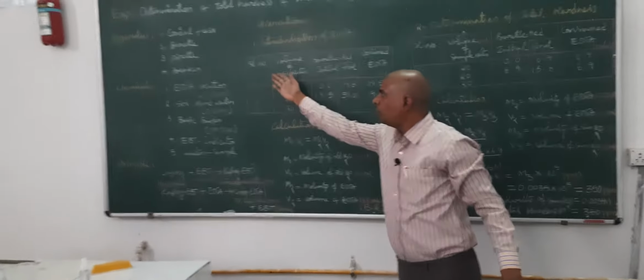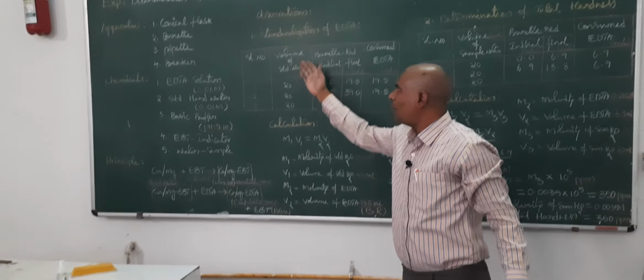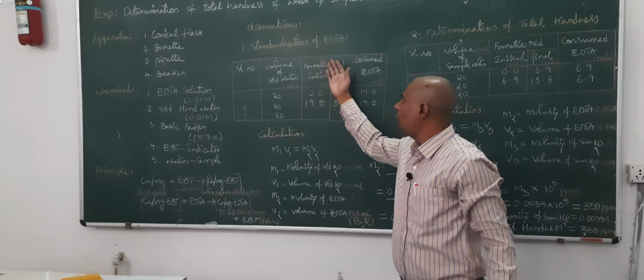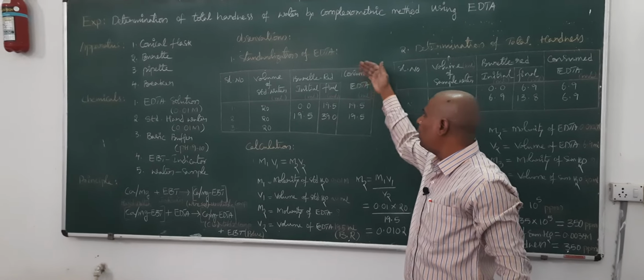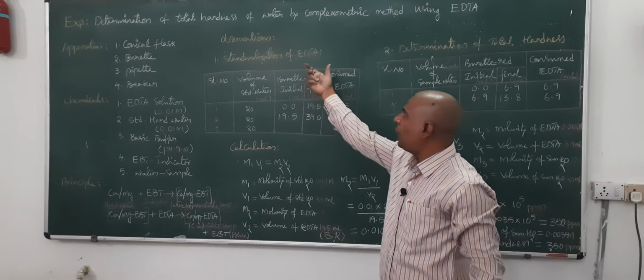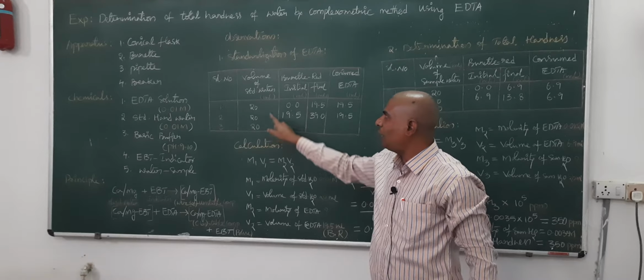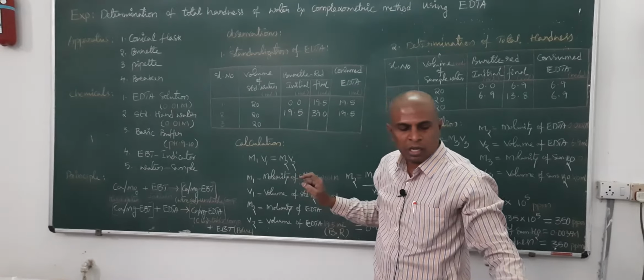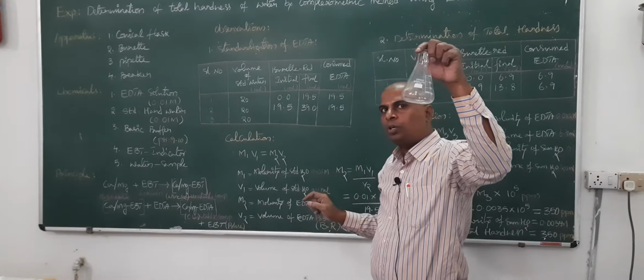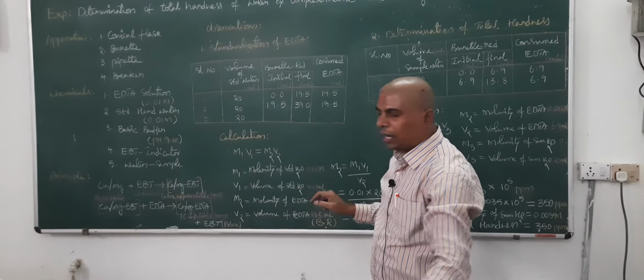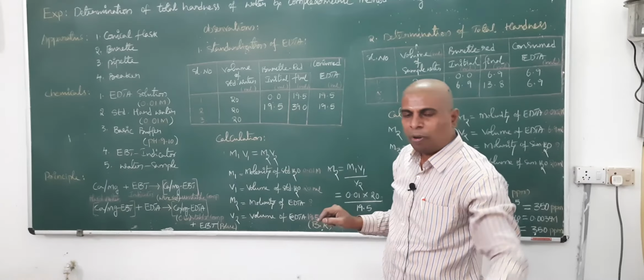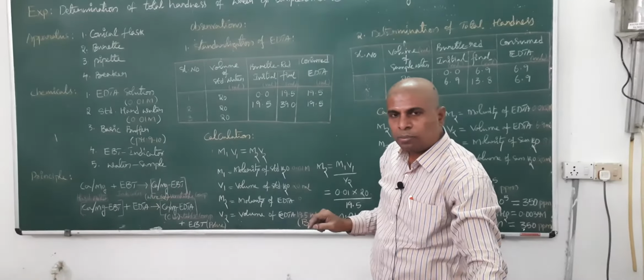When you do this procedure, we have a table. This is the serial number. We have the volume of standard hard water, the burette reading initial and final, and the consumed EDTA. So for standardization of EDTA, we require this table. First, we take the volume of standard hard water: we pipette out 20 ml into this conical flask, and add 5 ml of basic buffer, and also 2 to 3 drops of indicator.